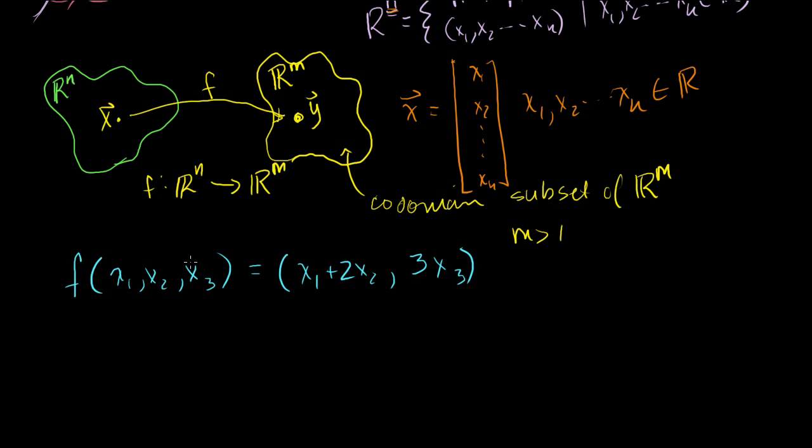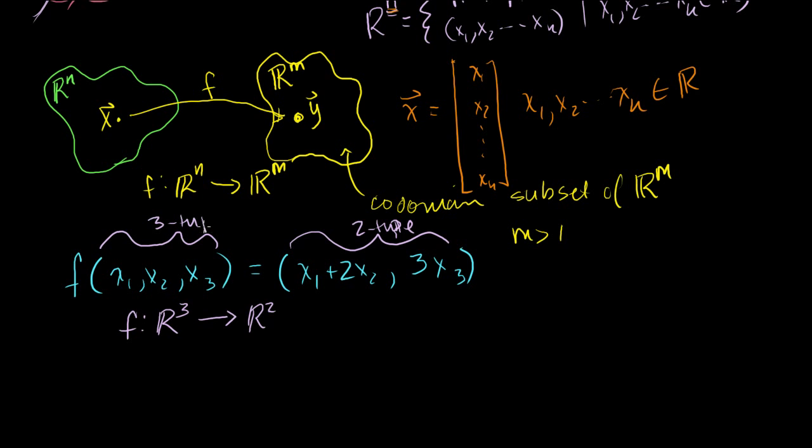Based on the notation that we've been introduced to, we could say that f is a mapping whose domain is R3, and it associates all values in R3 with some value in R2. In R2, right? This is a 2-tuple. So this is in R2. This is a 3-tuple.